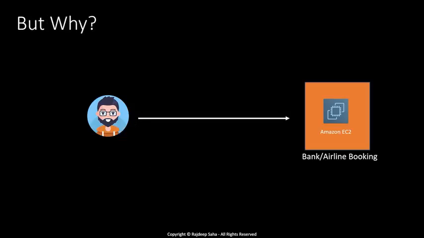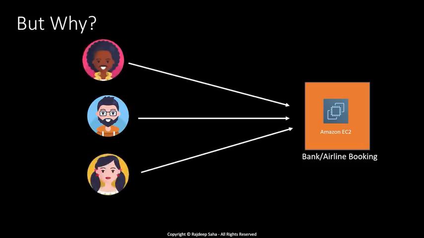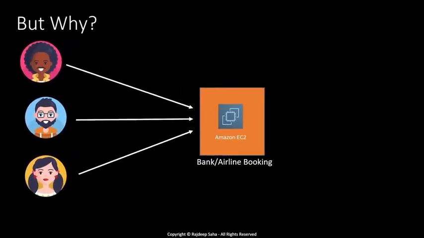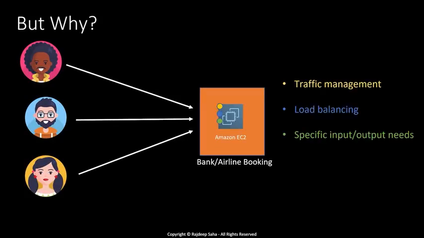But why do you need API? Like in previous example, why can't you just go to the chef and order directly? Similarly, why can't you call the application program directly without using an API? In real-world business, there are multiple users who will be accessing that application. In some cases, millions. So beyond just invoking the program with some input parameter and getting output, there are a lot of other factors such as traffic management, load balancing, specific input-output needs, authentication, authorization, and many more.